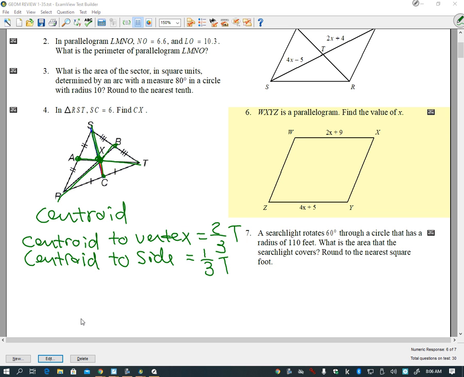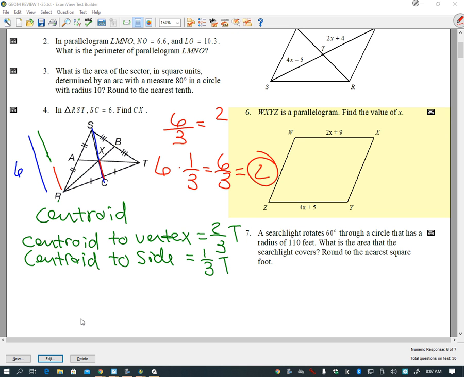So they tell me that SC, this whole length here, is 6. It's going to be broken into 2/3 of this whole length and 1/3 of that length. You could break 6 into thirds, right? What's 6 divided by 3? 2. Which means you could break it into 2, 2, and 2. If I want to find CX, is CX 2/3 or 1/3 of that entire length? 1/3. So what should CX be? 2, because 1/3 of 6 is 2. You could say, well, of is multiplication, so 6 times 1/3 is 6/3, which is 2.